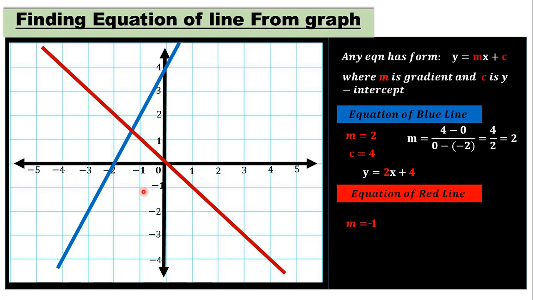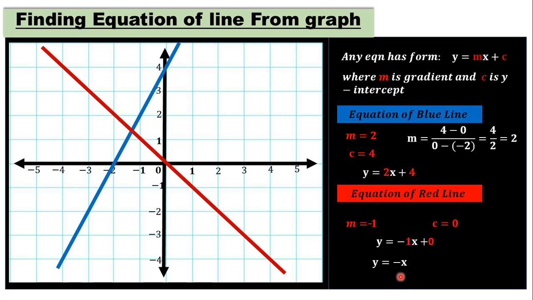Now it's c's turn. Where is this red line crossing the y-axis? And see, it is crossing the y-axis at the origin. So what is the value of c? It should be equal to 0. Now substituting the values of m and c in this particular equation of a straight line, y will be equal to -1 times x plus the value of c, which is 0. So if we simplify it, we will get y equals -x. So the equation of the red line is y equals -x.